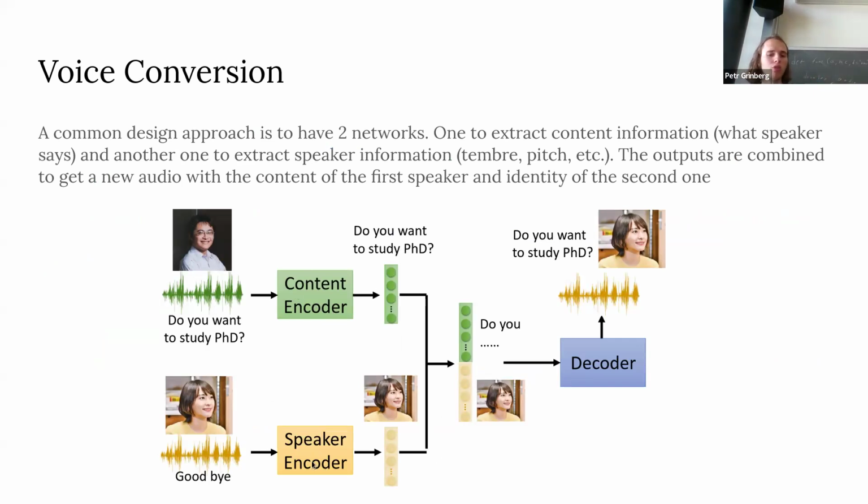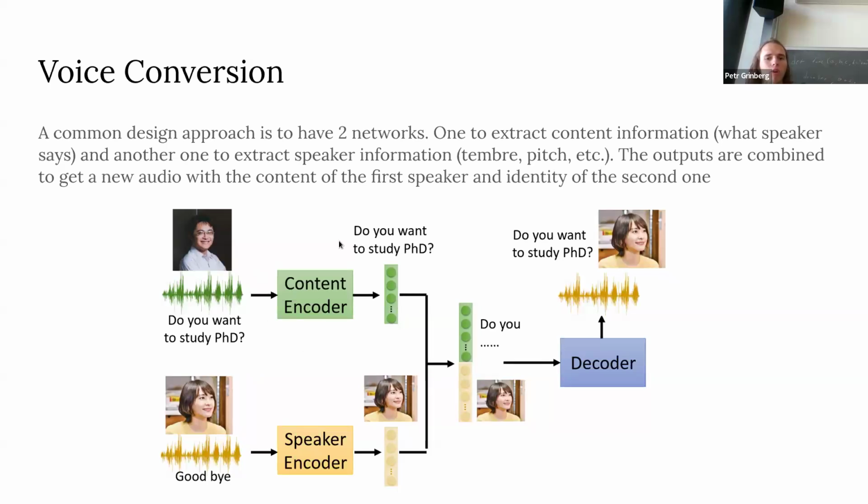Another model, which is called the speaker encoder, will use another person's example utterance to understand what the properties of this speaker are, which make it sound like this speaker, like timbre, pitch, and so on. And then you combine the representations from the content encoder and speaker encoder together and pass them through a decoder, which will use the voice of the speaker to say the text from the first speaker.